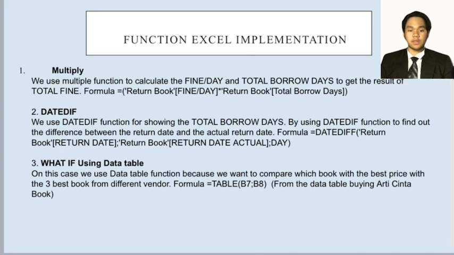And the last function we use is what-if using a data table. In this case, we use the data table function because we want to compare which book has the best price among the 3 best books from different vendors. The formula we use, for example, is TABLE B7 semicolon B8.